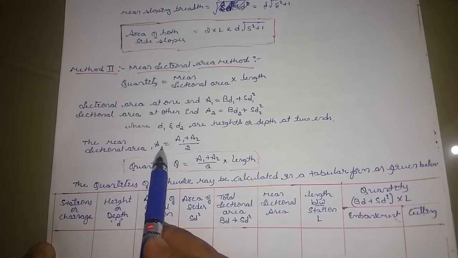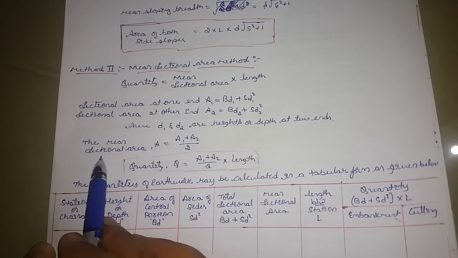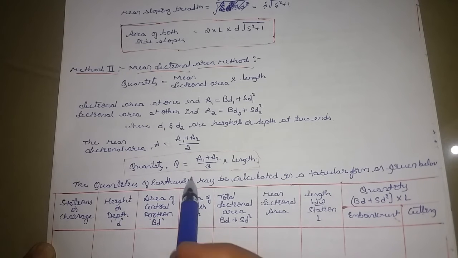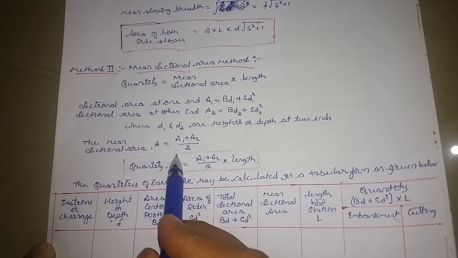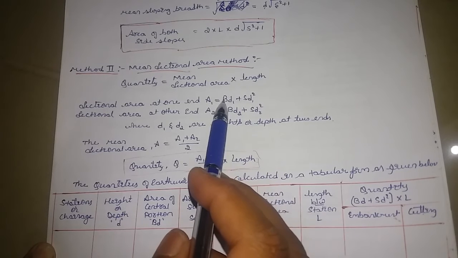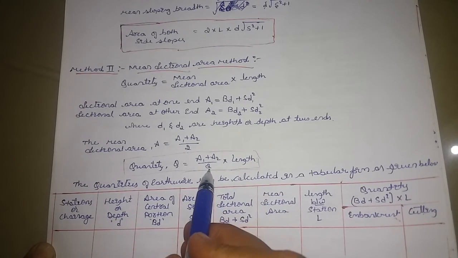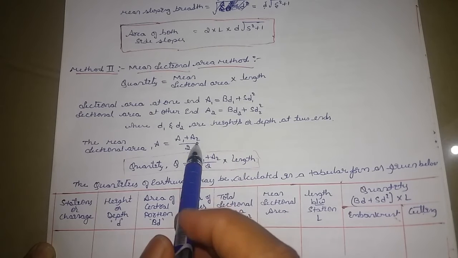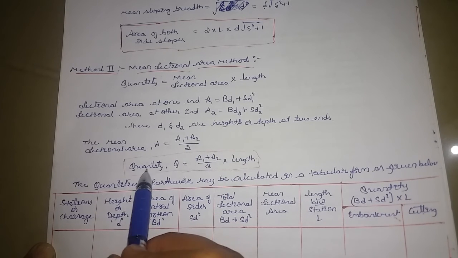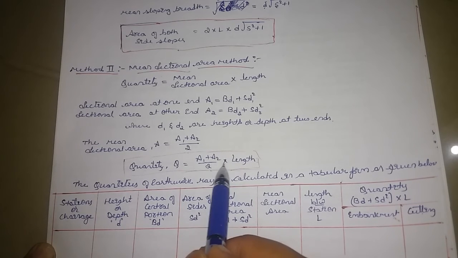Okay, so we substitute these values, A1 and A2, in the mean sectional area. What is the mean sectional area? A is equal to A1 plus A2 divided by 2. We substitute the calculated values, and whatever value we get will be used. If I multiply by the length, then you will get the quantity. Quantity Q is equal to A1 plus A2 divided by 2 into the length.